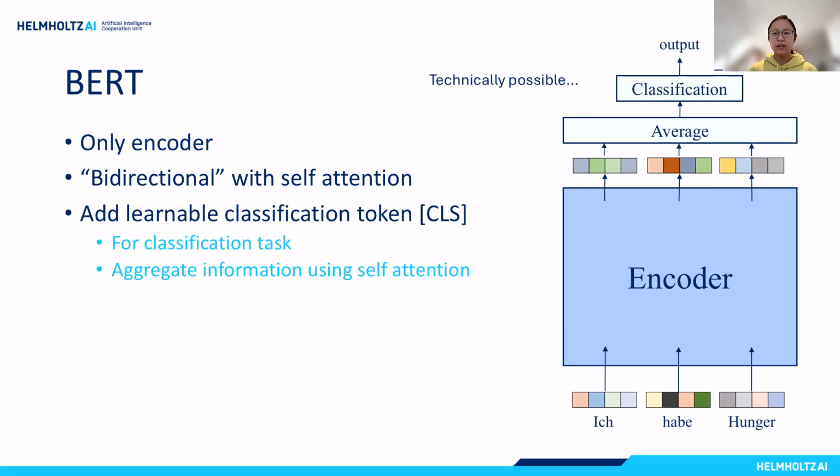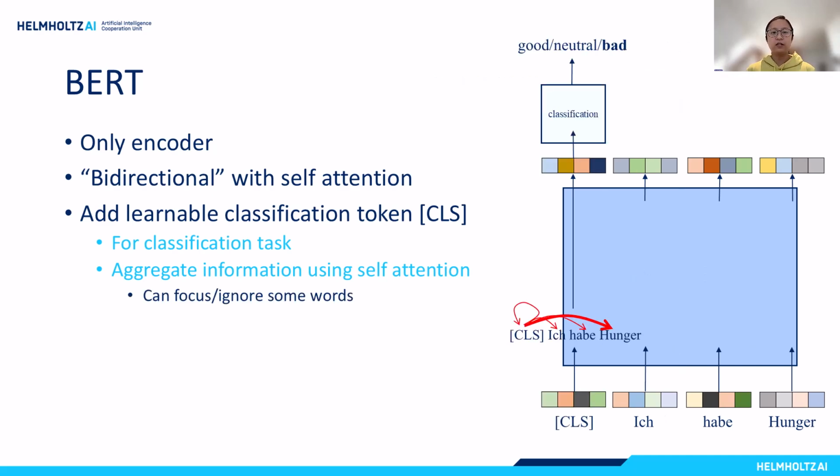It is technically possible to not use the classification token and average all of the other output features for classification. However, since the class token attends to other tokens using self-attention, the model can focus on or ignore some parts of the input.